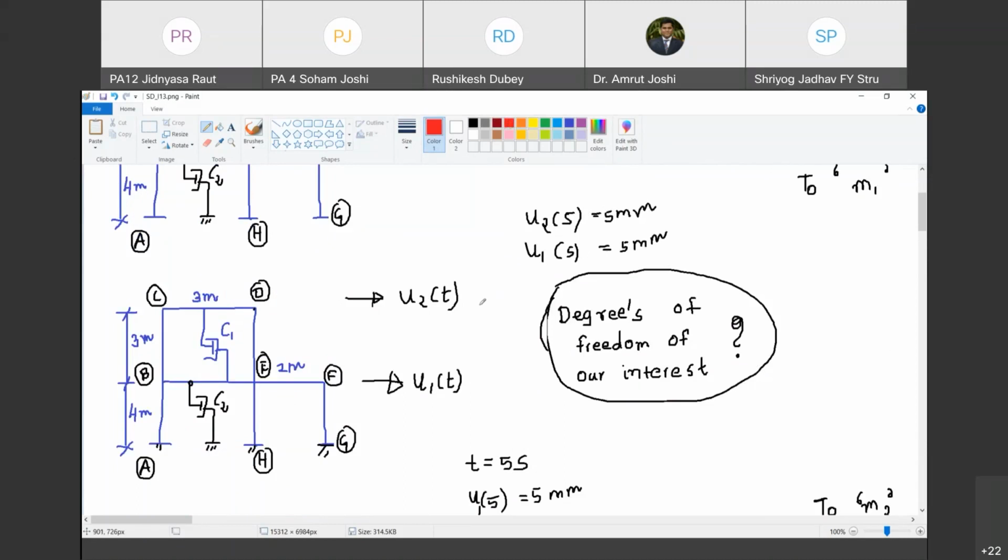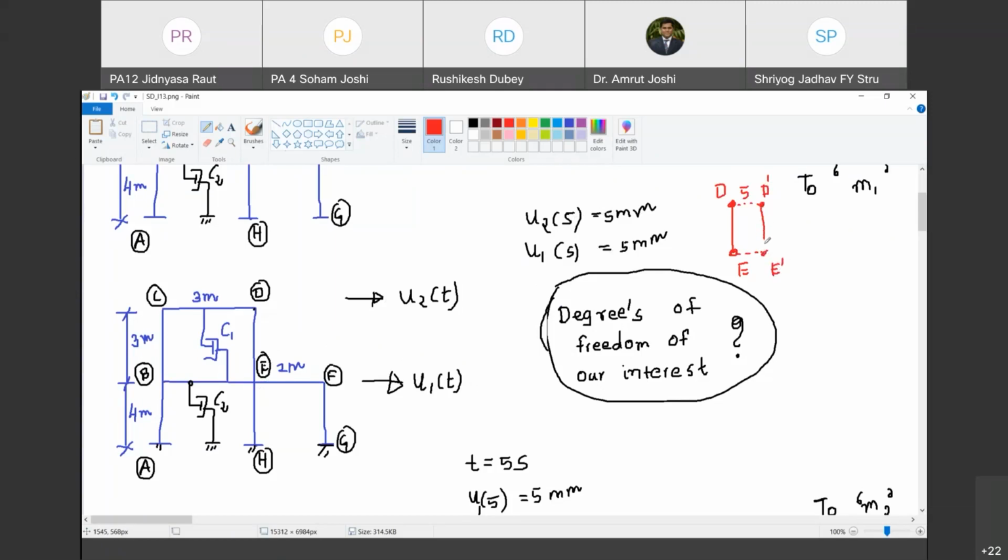Let us draw now the deformed shape. So I am drawing column DE. This is its original position. This is E. Now at time t equal to 5 seconds, this D has moved to D dash, which is at a distance 5 mm, and this E has moved 5 mm because u1 of 5 seconds is also 5 mm. Are you with me? Yes, sir. So it has moved to E dash.